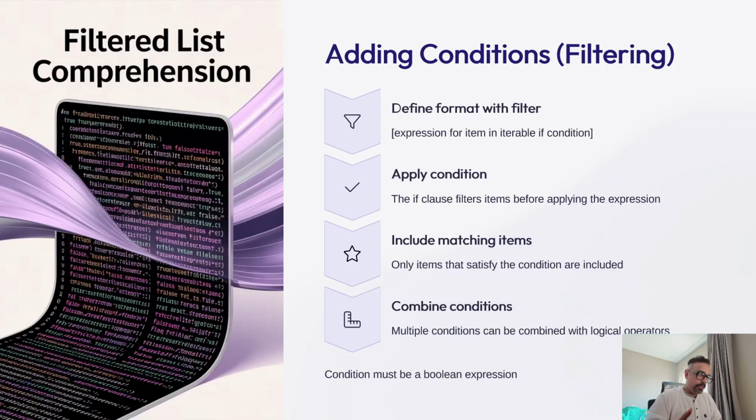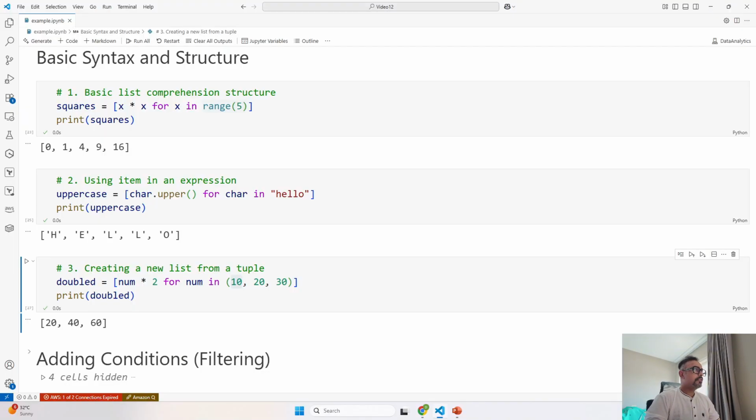So, adding conditions. List comprehensions become even more powerful when you add conditions to filter items. By adding an if clause at the end, you can specify which items from the original sequence should be included in the result. Only items that satisfy the condition will be processed by the expression. You can also combine multiple conditions using logical operators like and, or, and not. This filtering capability is invaluable in machine learning for selecting relevant features, removing outliers, or filtering data points based on specific criteria. Let's understand this with a few examples.